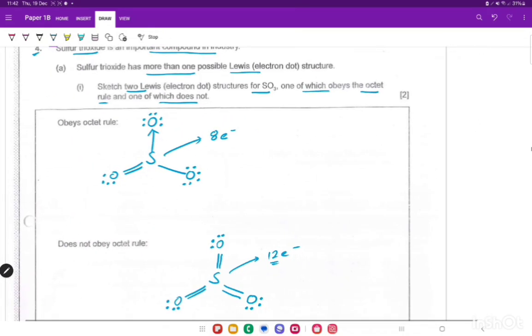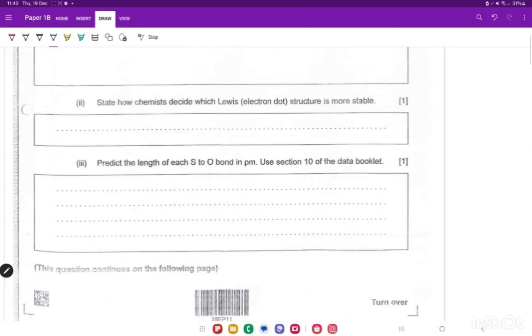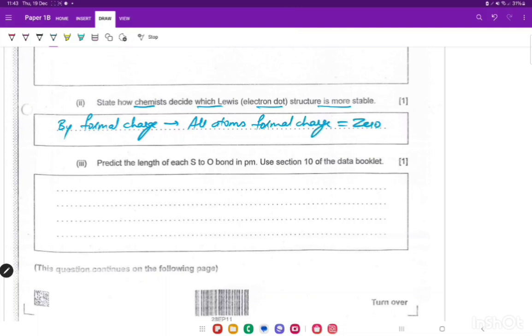Question number 4a, part 1. Next is, state how chemists decide which Lewis structure, electron dot structure, is more stable. The stability of an electron dot structure is decided by finding the formal charge. With the help of formal charge, the structure in which all atoms have formal charge equal to 0 will be more stable. That is more stable. The chemist can find out formal charge, and with the help of formal charge we can decide which structure is more stable.